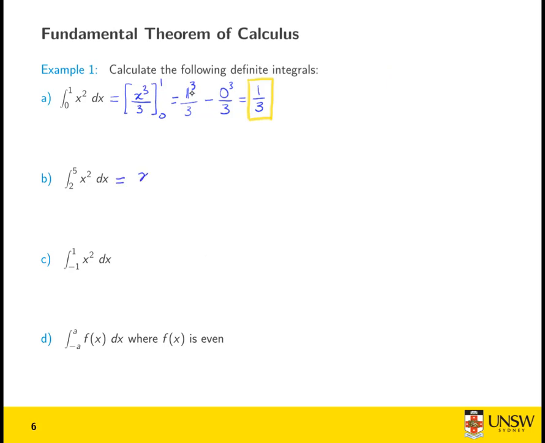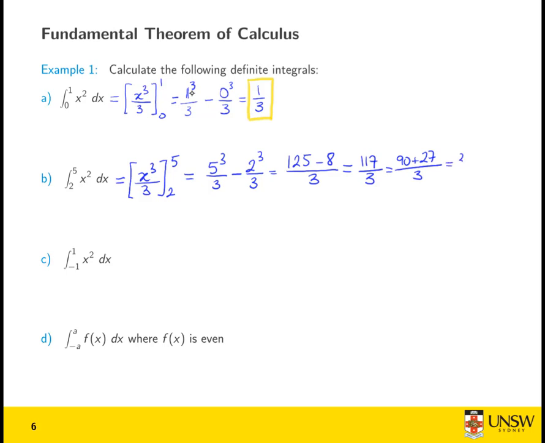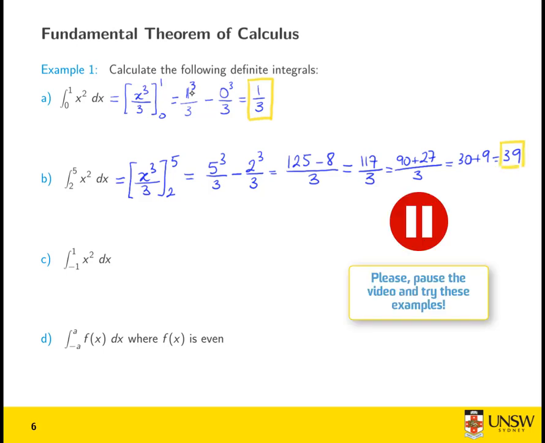Okay, so step 1, let's find an antiderivative, x cubed on 3 again, between 2 and 5. And now we sub in 5. We subtract what we get when we sub in 2. So that's 125 minus 8 on 3. So that's 117 on 3. We notice that when we add the digits we get 9, so that's divisible by 3. Let's see how we can break this into two multiples of 3. Of course, you can also pick up your calculator. I'm sure mine is somewhere. So we get 39. Another good time to pause the video if you'd like.